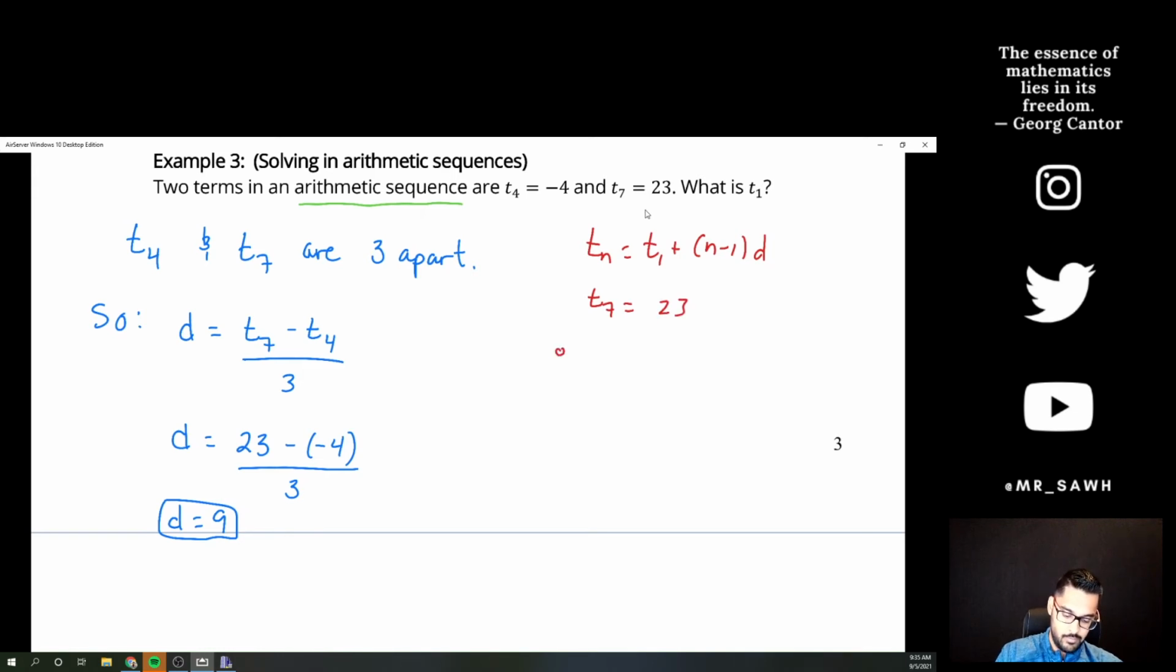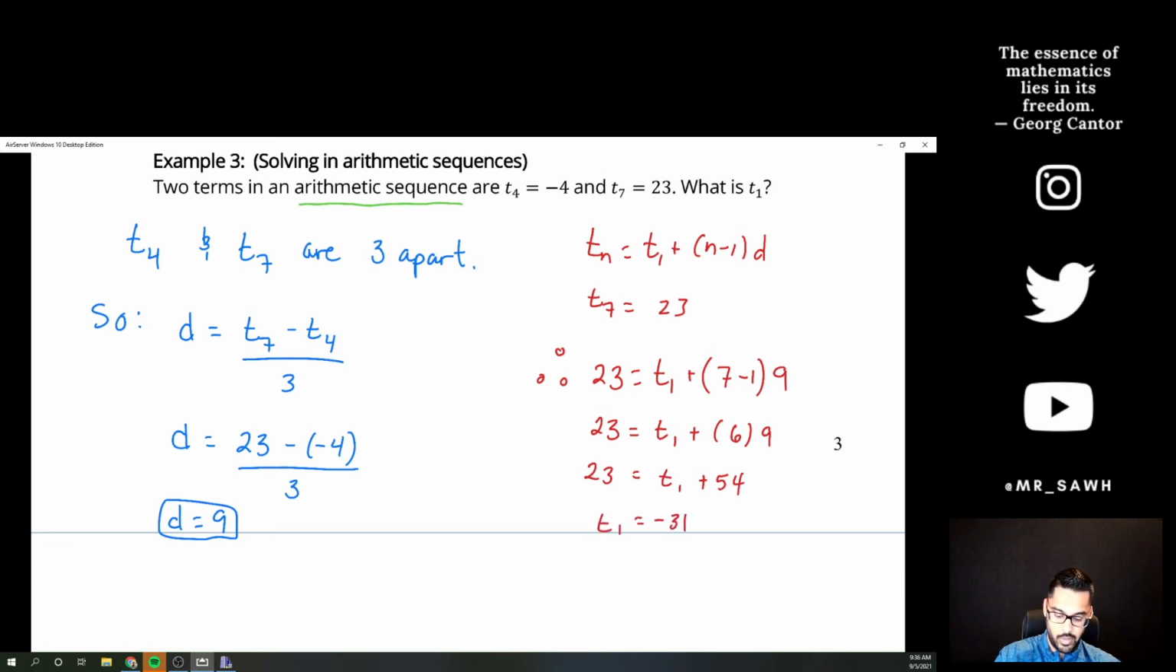If I plug the information I know into this formula in terms of T7: 23 equals my first term plus, well, I'm using T7, remember, so n is 7, minus 1, times the common difference, which is 9. The only variable left is T1, which we can now solve for. So 23 equals our first term plus 6 times 9. So 23 equals T1 plus 54, which must mean the first term is equal to -31.